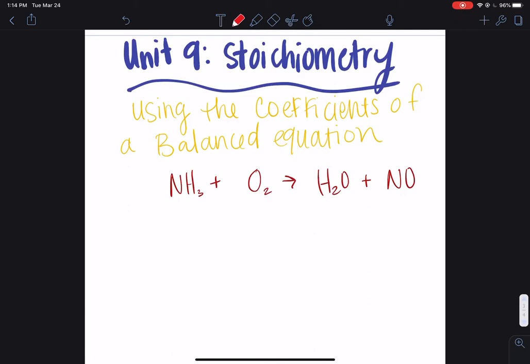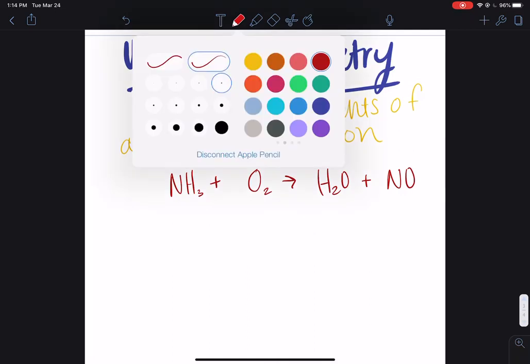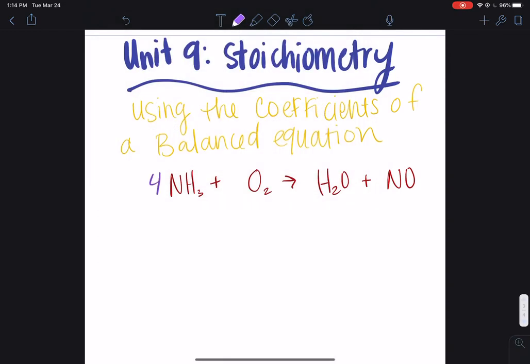If you were to balance this equation, you would get, let's use a fun color, 4, 5, 6, and 4. We're not going to go over balancing because y'all should know how to do that by now. The numbers that I just put are coefficients. Those are the numbers that we're going to use.